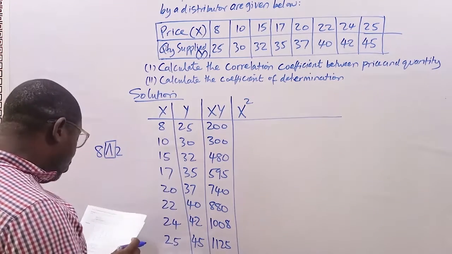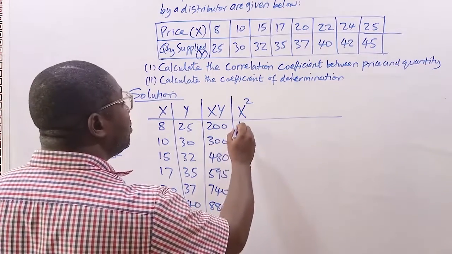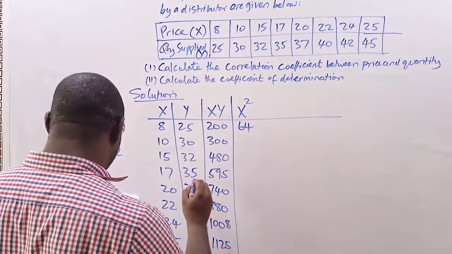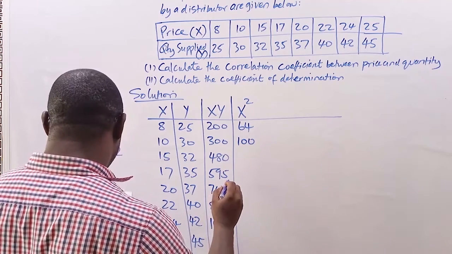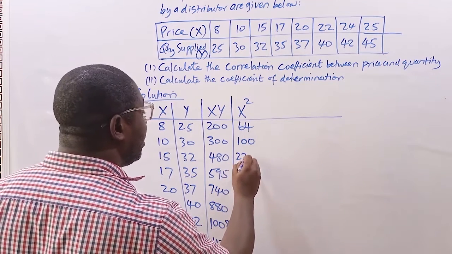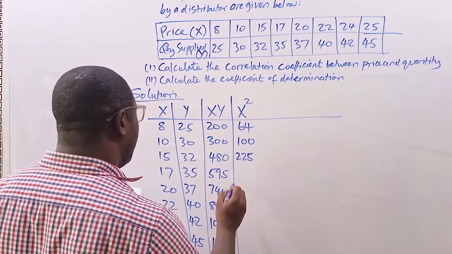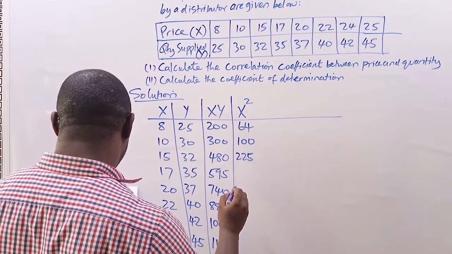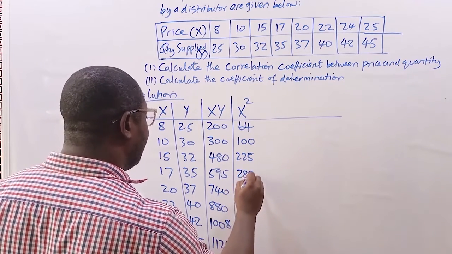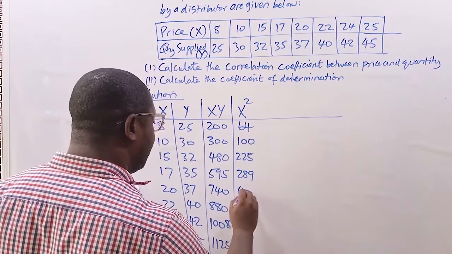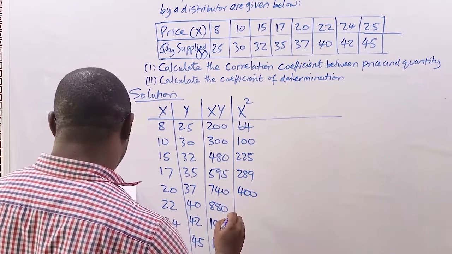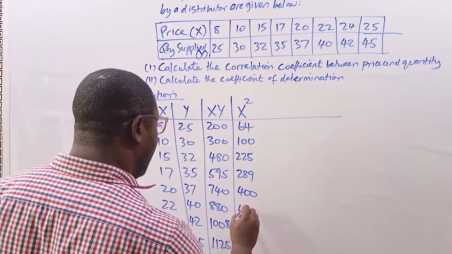So 8 squared is 64. 10 squared is 100. 15 squared is 225. 17 squared is 289. 20 squared is 400. 22 squared is 484.